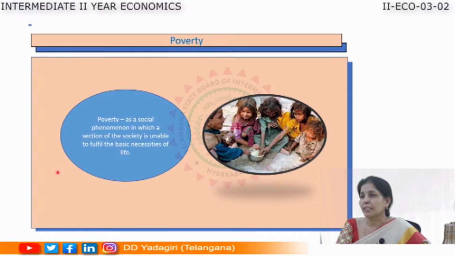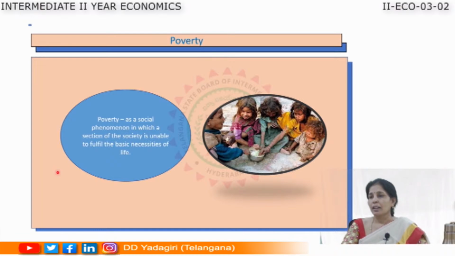In the last class, I explained the national income, trends in the growth of national income, and sectoral contribution to national income, which were all for 2 marks, and one major topic, that is inequalities of income and wealth, which was for 10 marks.